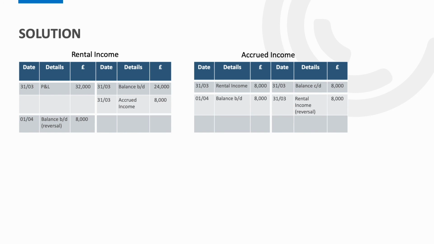Then within the rental income, we can expect the £8,000 to be invoiced and paid sometime around the start of the new financial year. This would then be recorded as a credit in the rental income account, which would offset against the £8,000 debit balance already in there.